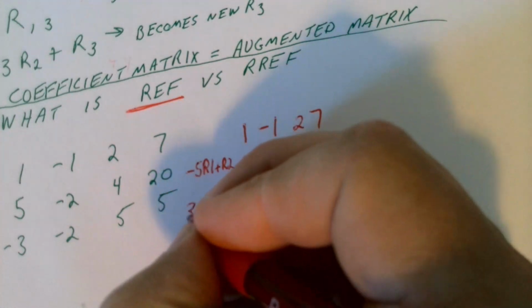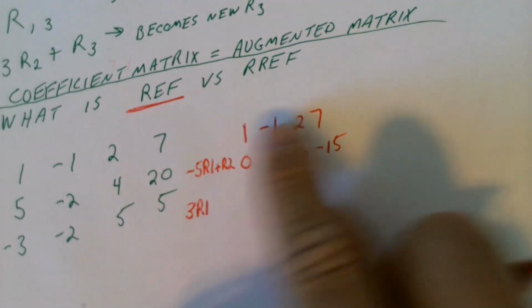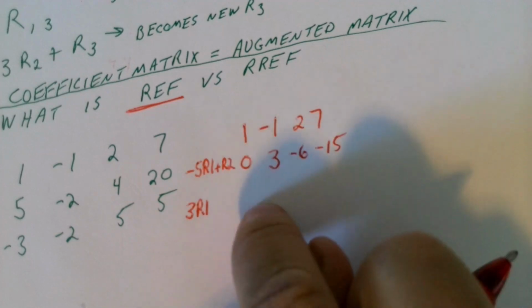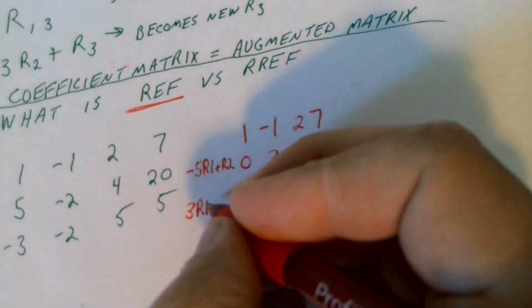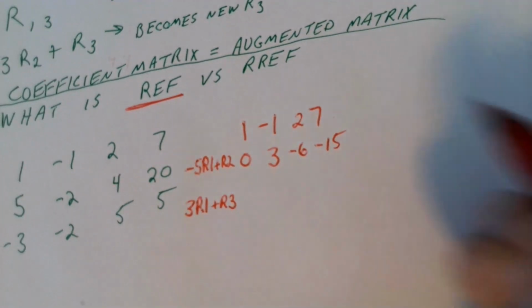So hopefully you can process that. I'm going to do 3 times row 1 this time. I'm going to use row 1 again, because that's where my 1 is, and that's what I can use to kill off stuff. So 3 times row 1 plus row 3. And let's get the new things down here.